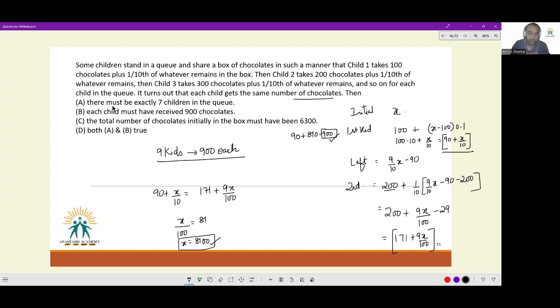Let us now go and check the options. There must be exactly 7 children in the queue. No. Each child must have received 900 chocolates. Yes. The total number of chocolates initially in the box must have been 6300. No. And both A and B are true. No. The correct answer is, of course, option B.